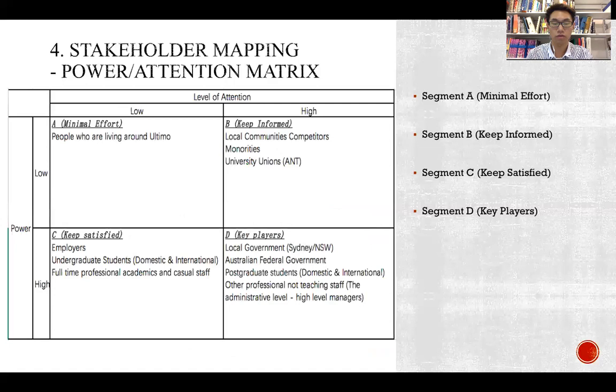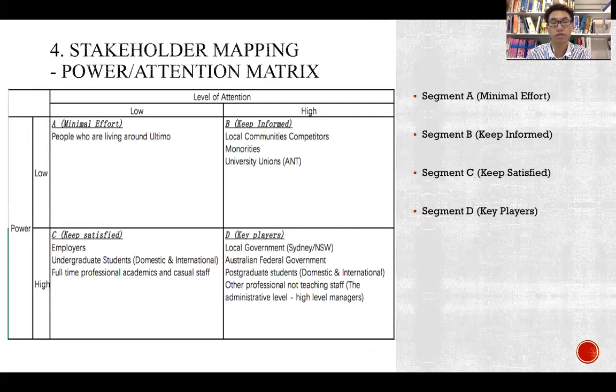The stakeholders could be allocated to a power and attention matrix. It is also known as stakeholder mapping. We can see that the key players are the New South Wales and Australian governments, postgraduate students, and UTS high-level managers. It is because the power of these parties are determinants in changing UTS strategies, and they pay more attention to university issues as the occurrence of the issues is critical to them.